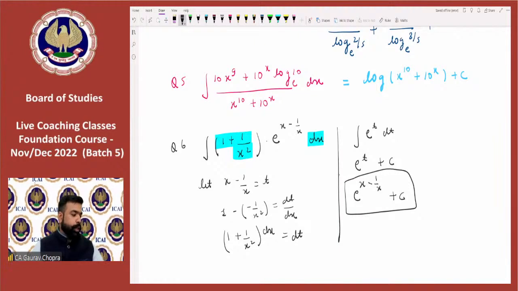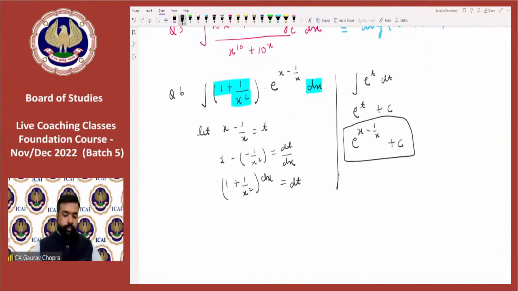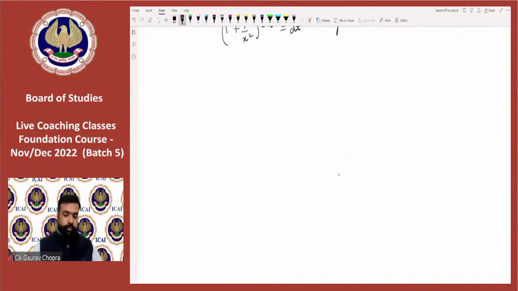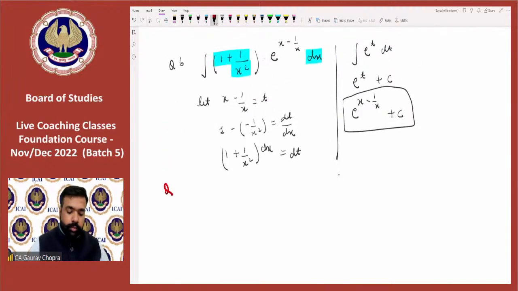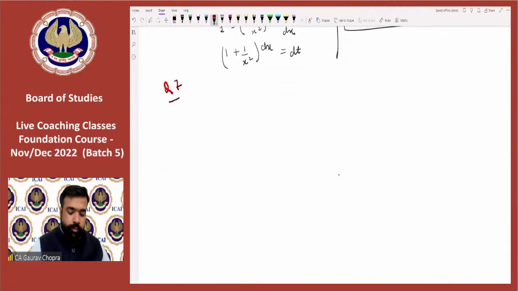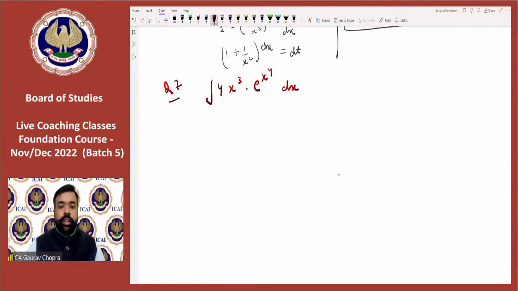Then the next one. Question number 7. Integration of 4x cube multiplied by e raised to the power of x4. Now this is the question. Now what will be the first step?